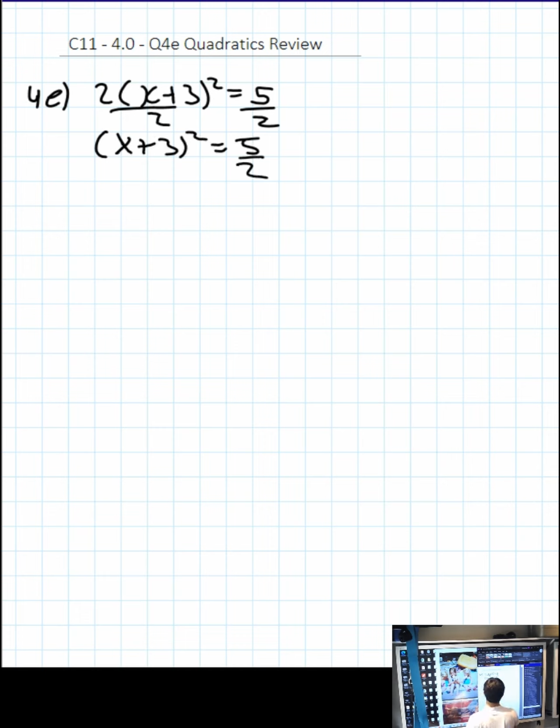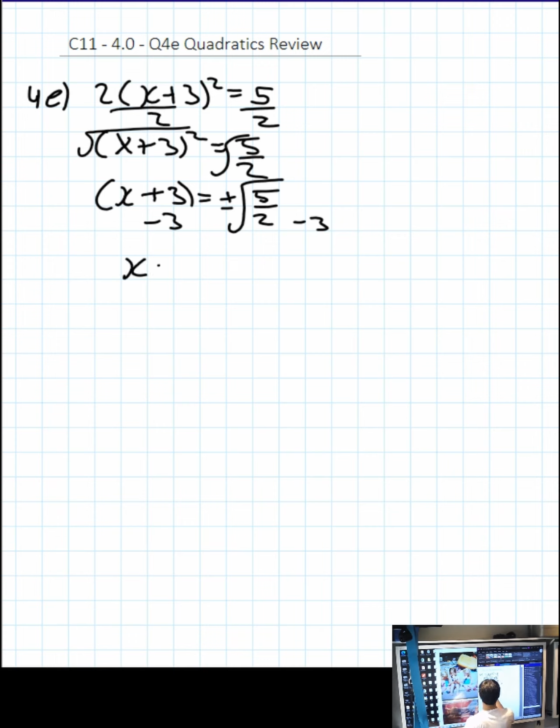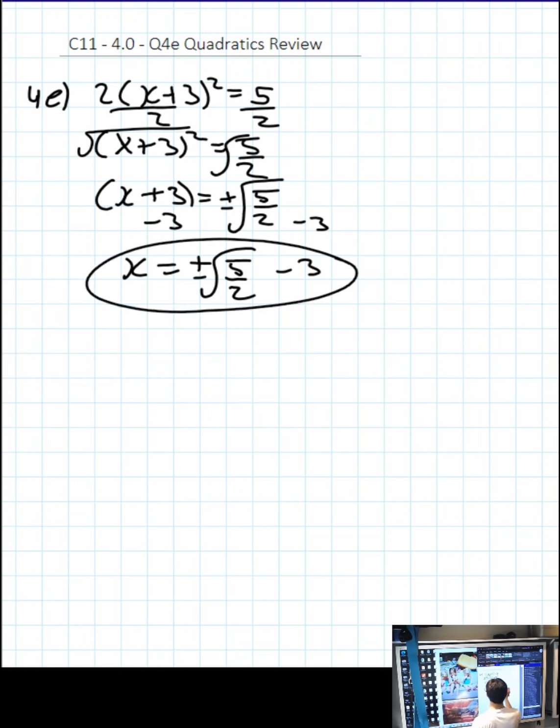Now we're going to square root both sides, and we're going to get x plus 3 equals plus minus root 5 over 2. Then we're simply going to minus 3 from both sides, and we're going to get x equals plus minus root 5 over 2 on the top of the fraction, minus 3. Good. So let's circle that answer. That is a fine answer.